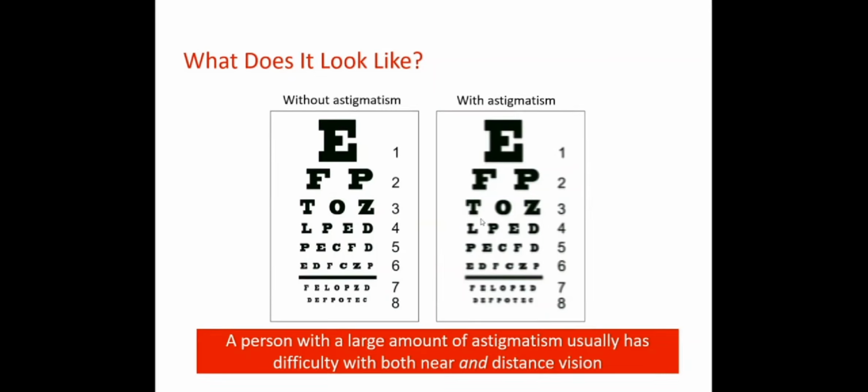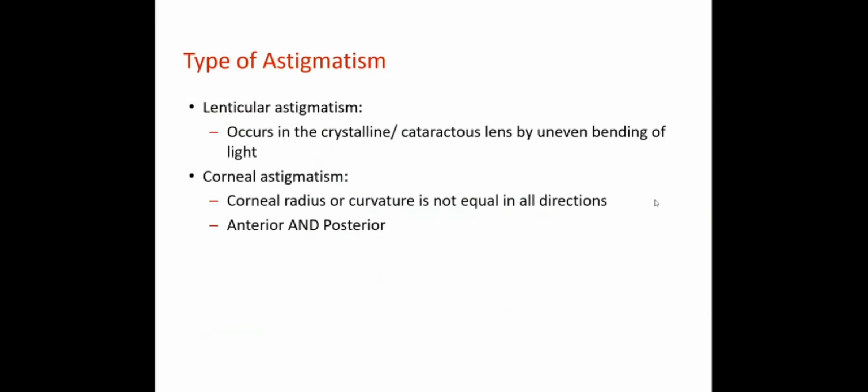Alright, so there are certain amounts of astigmatism that individuals can tolerate. So less than 0.75 diopters of corneal astigmatism is what's going to be tolerable. And when we talk about the different types of astigmatism, we have lenticular astigmatism, so astigmatism happening on the lens, and then we have astigmatism happening on the cornea.